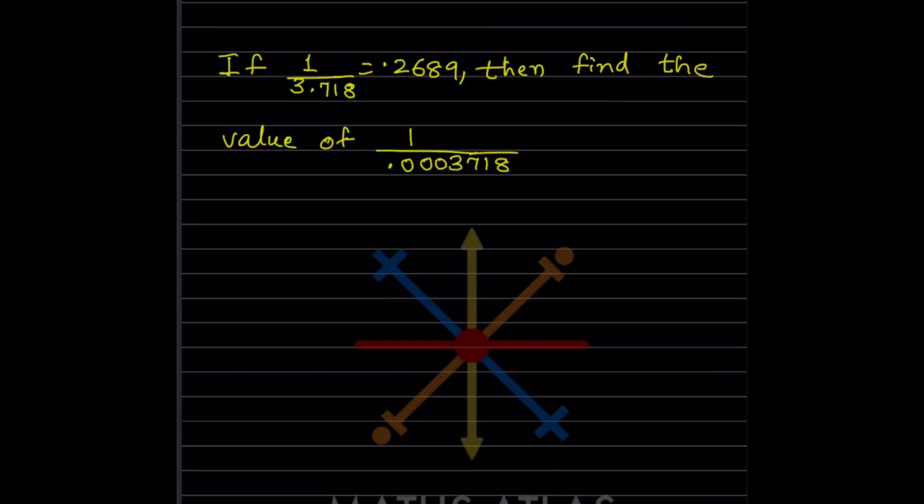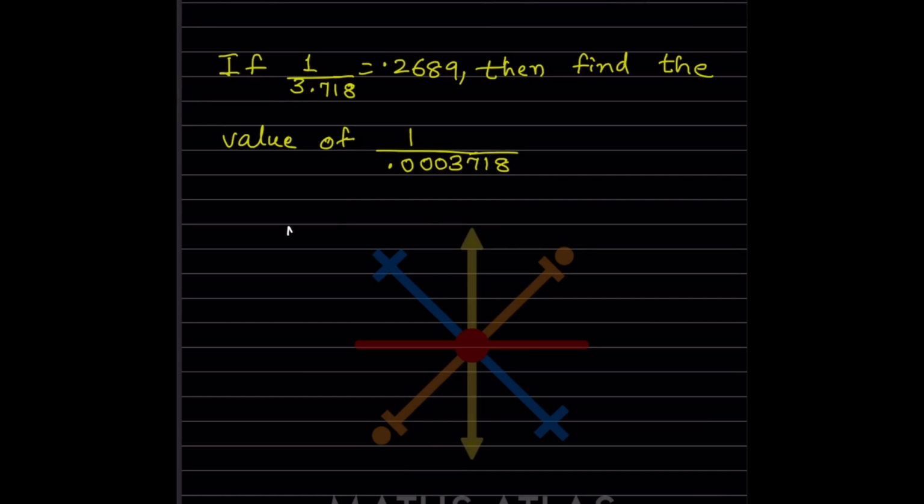So today let us see how to solve this question. If 1 by 3.718 is equal to point, actually we can also write here 0 point, but since it is directly in the question as point, I have written here point, or we can also write here 0.2689. Then find the value of 1 by 0.0003718.